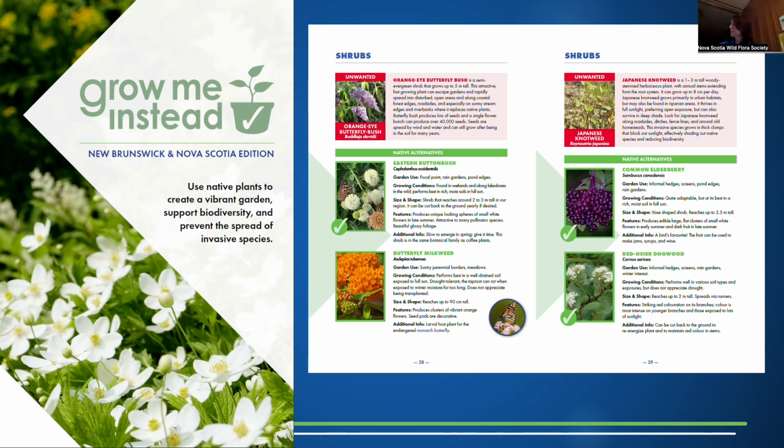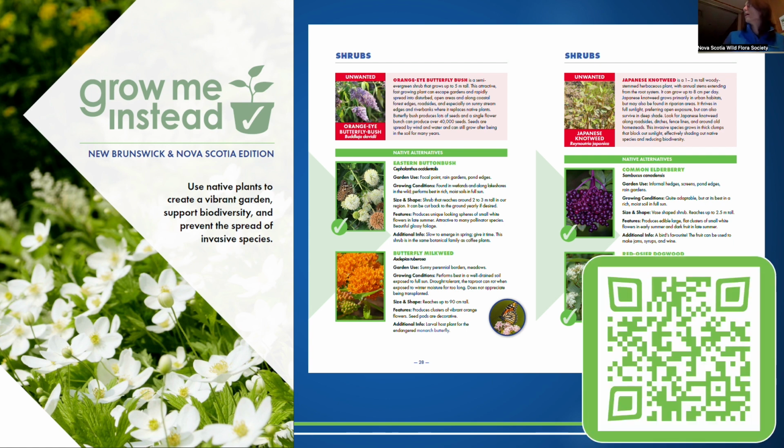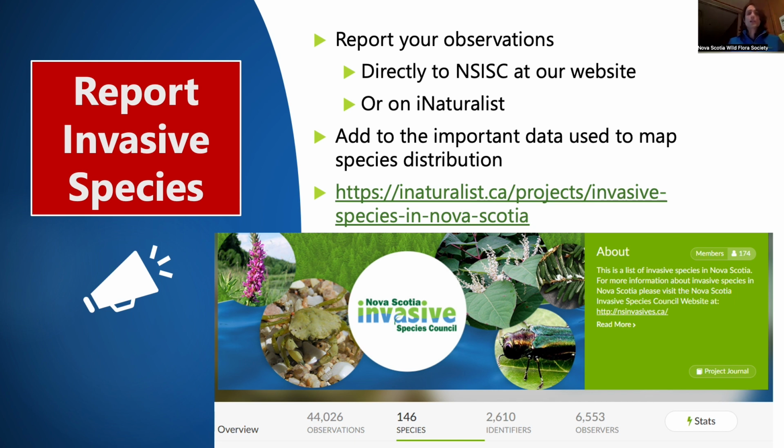A big component of this is the Grow Me Instead guidebook, which lists many invasive plant species used in horticultural practices or that were used in the past. Some of these species may not be super problematic yet in Nova Scotia, but they have been identified as problematic in other areas of North America on the East Coast. And with the shifting of climates, they're very likely to become problematic in the future. This guidebook can be found online on our website, on the Grow Me Instead page, in both French and English, for free too. And so the last thing I wanted to mention is just reporting invasive species.